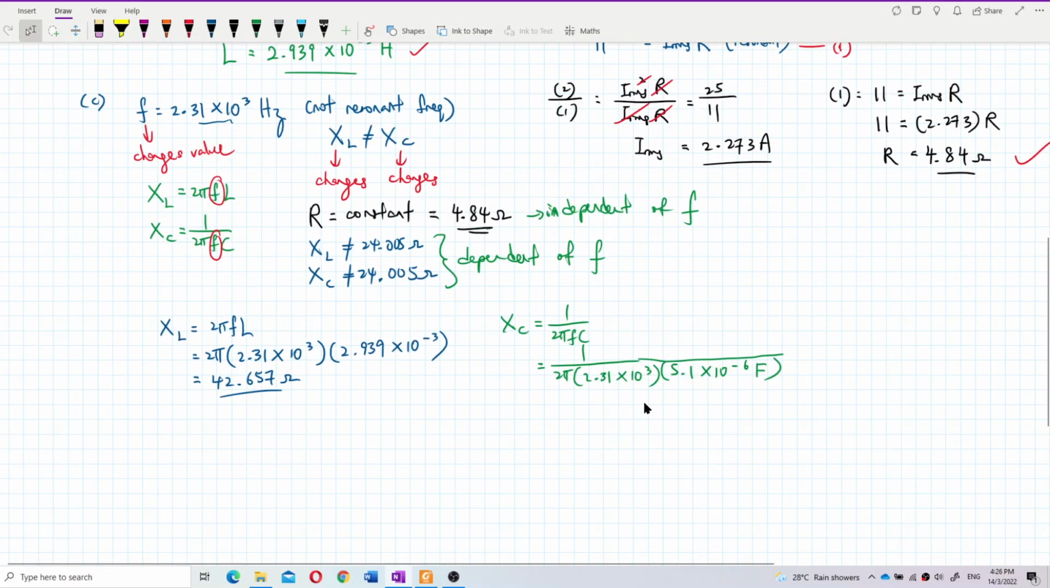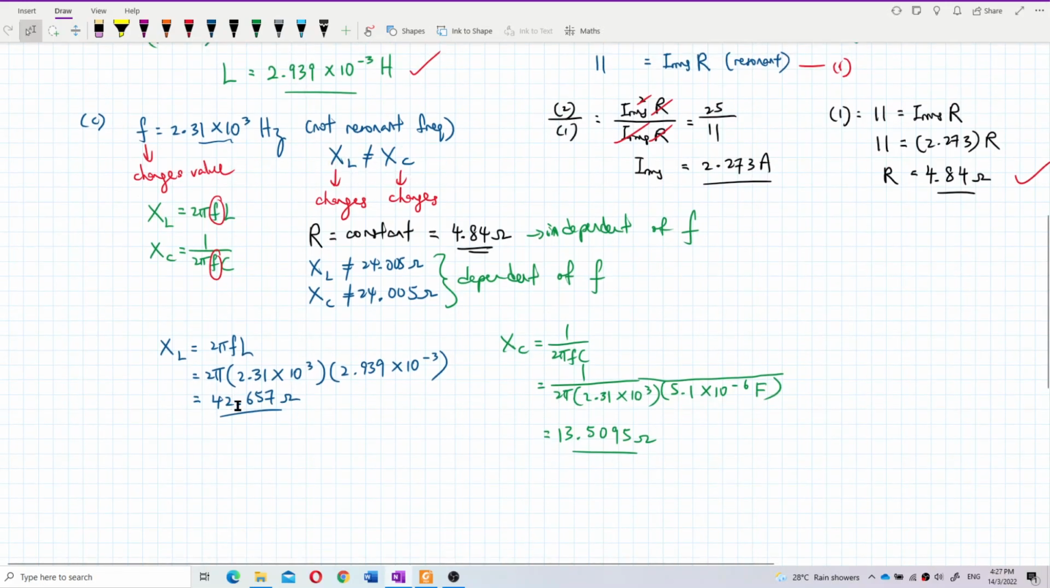So I got my new value of XC. Let's calculate: 2 pi multiplied by 2.31 exponent 3 multiplied by 5.1 exponent negative 6, then 1 divided by the answer. So the XC is 13.5095. Okay, so that's the XC. See, different already. XC and XL, they are not equal, because it is not resonant.